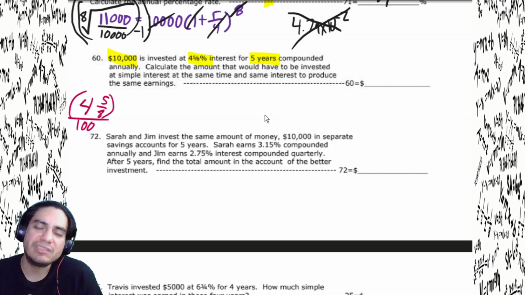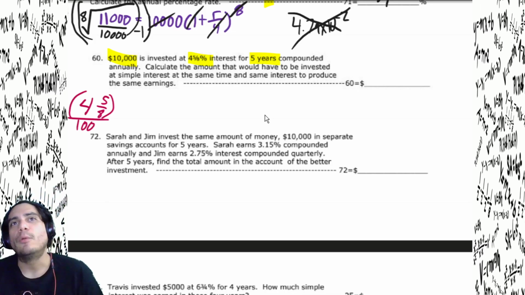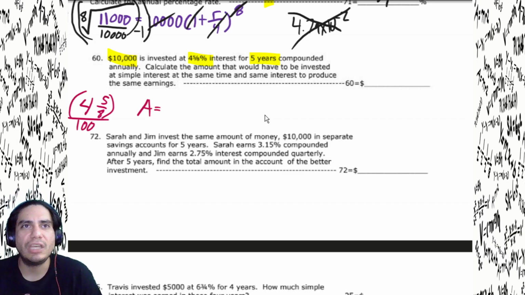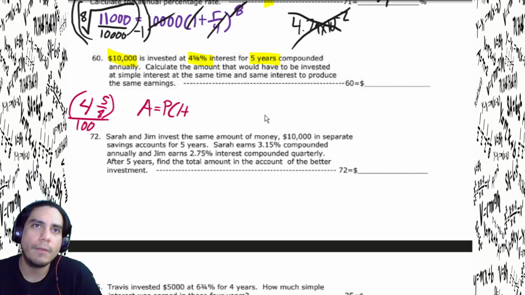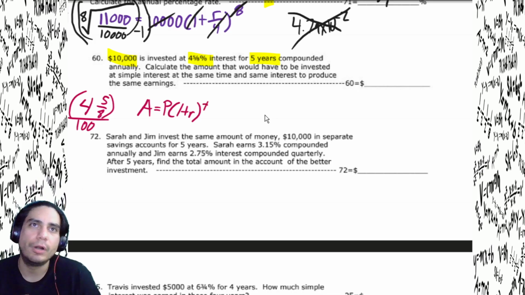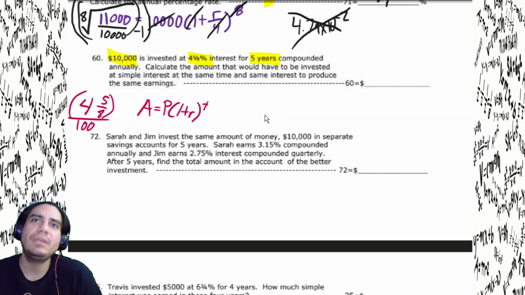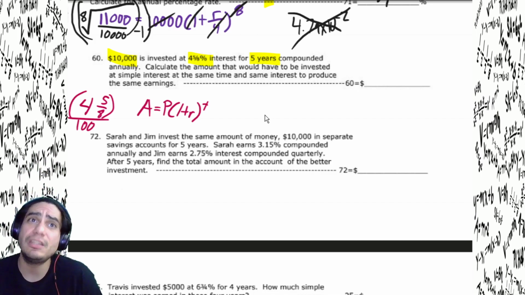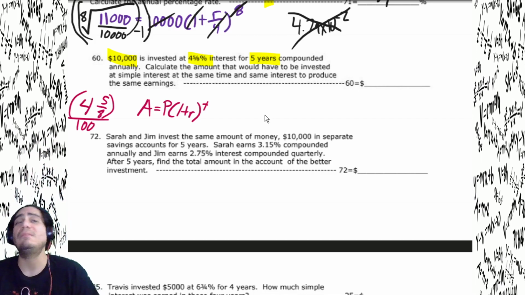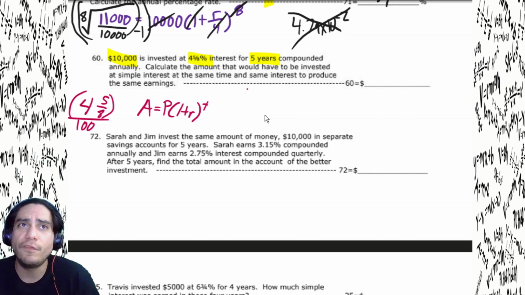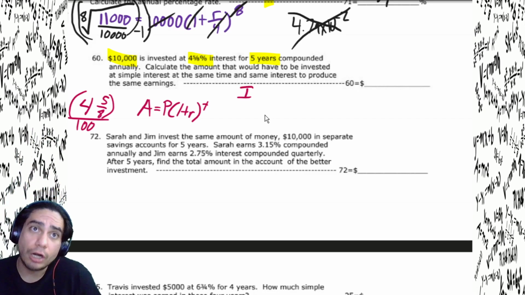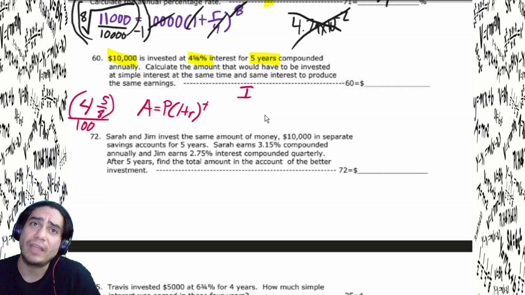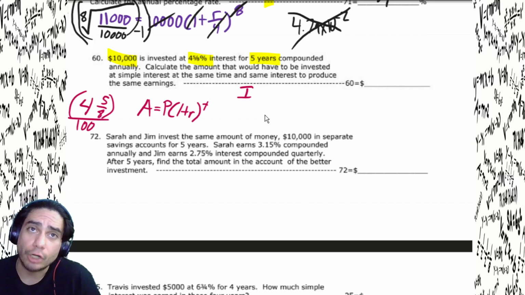So it's going to be 0.04625. And we're going to have 5 years compounded annually. Oh, that's good, because now we got our formula: P(1 + r)^t. Calculate the amount that would have to be invested at simple interest at the same time and same interest to produce the same earnings. Ooh, so we're going to have to work forwards. Get our accrued amount. Well, we don't want the accrued amount. We only want the interest. So at the end, we're going to have to subtract our principal to figure out our interest.